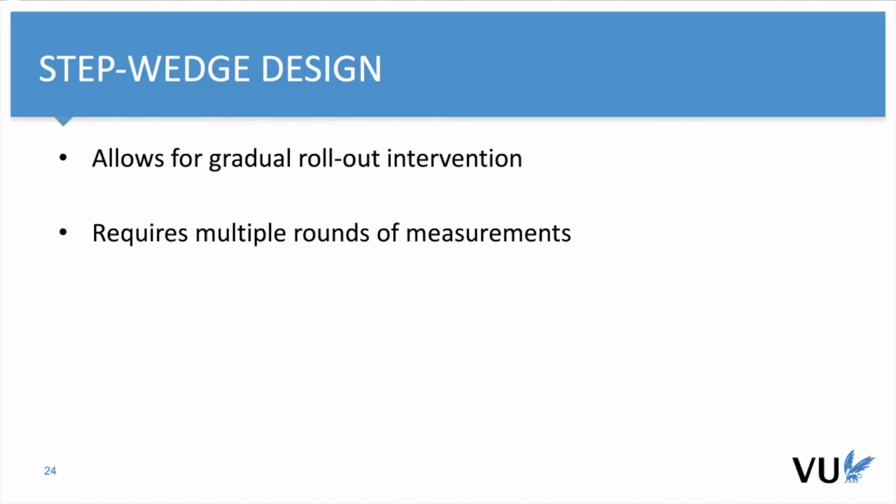The problem is that it requires multiple rounds of measurements. Every time that clusters move over to the intervention group, we need again to measure all of the clusters. And one of the problems, it is difficult to analyze. There are still debates going on about what the best approach is to analyze step-wedge designs.